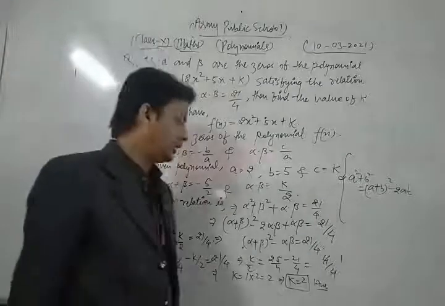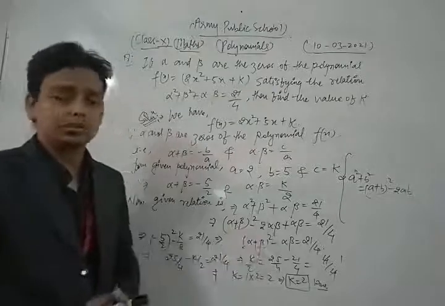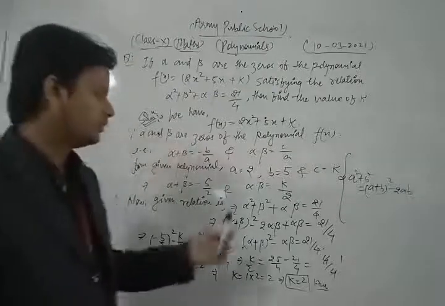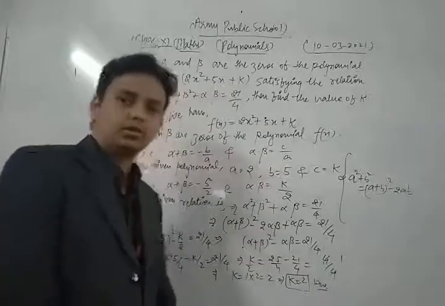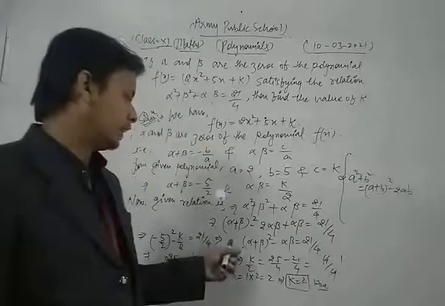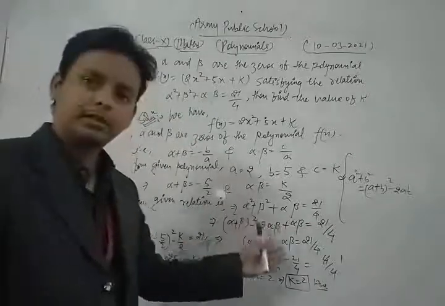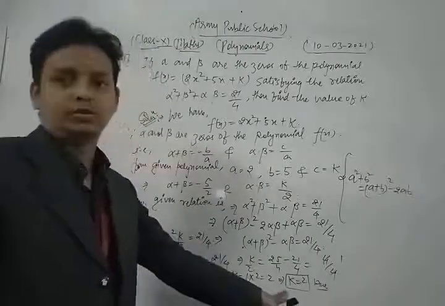Okay, now in this way we find the value of alpha plus beta and alpha into beta. Now we have a relation: alpha square plus beta square plus alpha beta is equal to 21 upon 4. From there we replace alpha square plus beta square with the help of the identity (alpha plus beta) whole square. After that we put all these values, alpha plus beta and alpha beta, in that equation and simplify them. We get the value of k as 2.